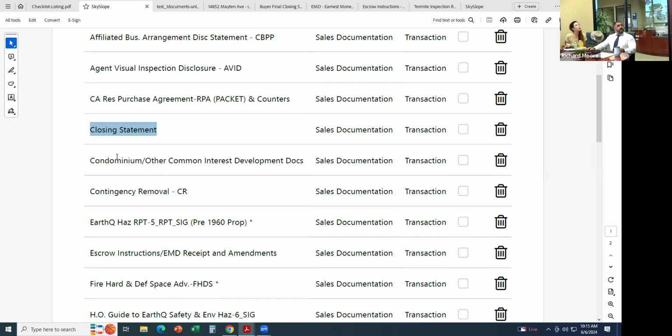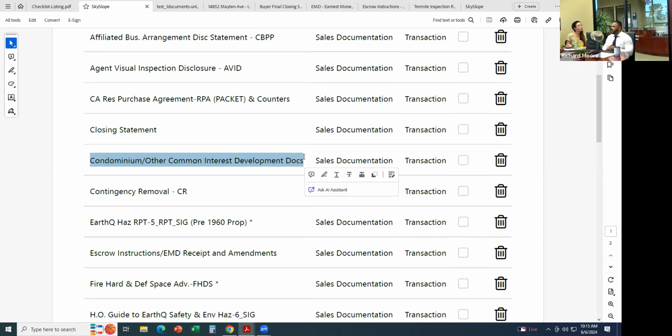So at the end of the transaction, if you don't have this on your checklist, email escrow asking them for this. The next thing on the list is condo or other, these are pretty much HOA docs. So when you're in a transaction, if it's in an HOA, which most homes are in South Orange County, escrow orders HOA documents. And they give you a copy of it.